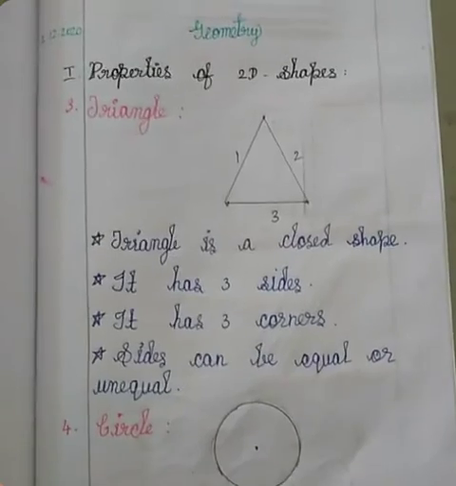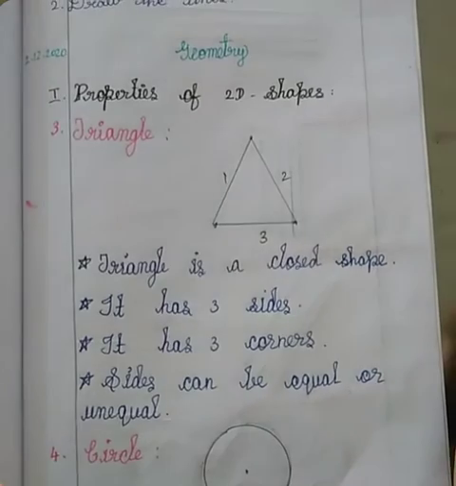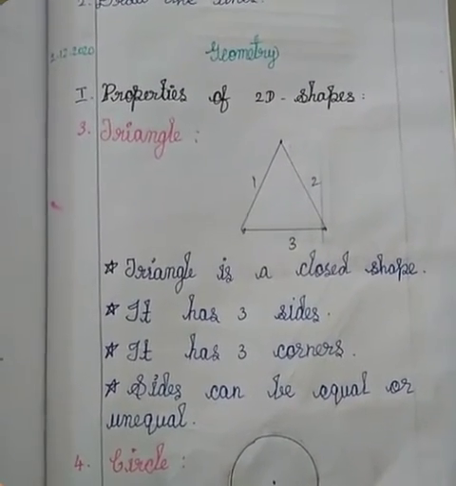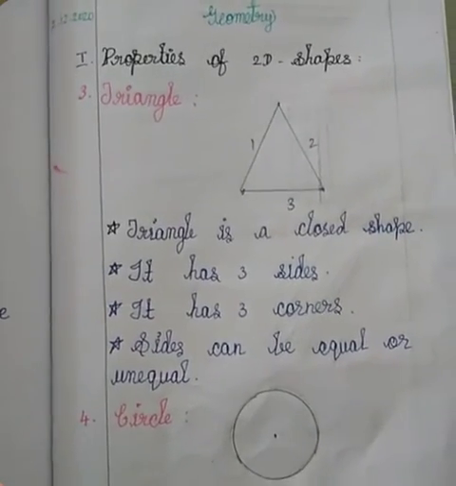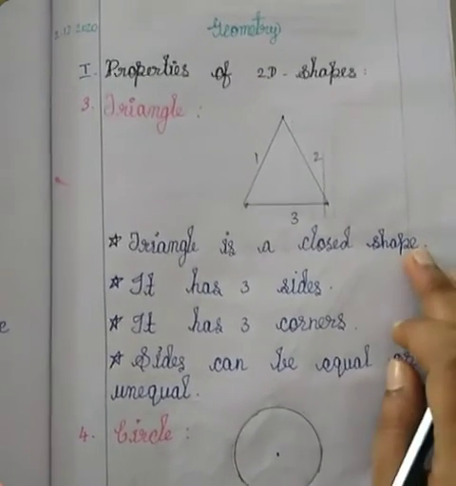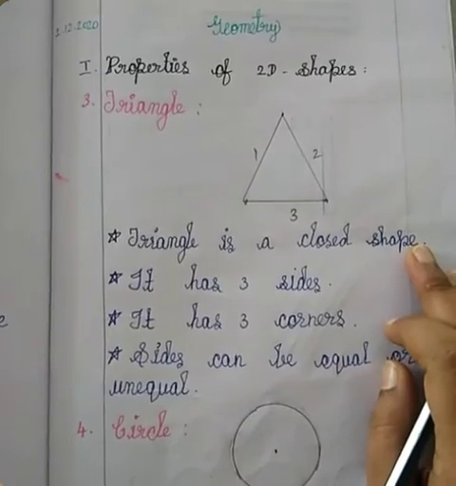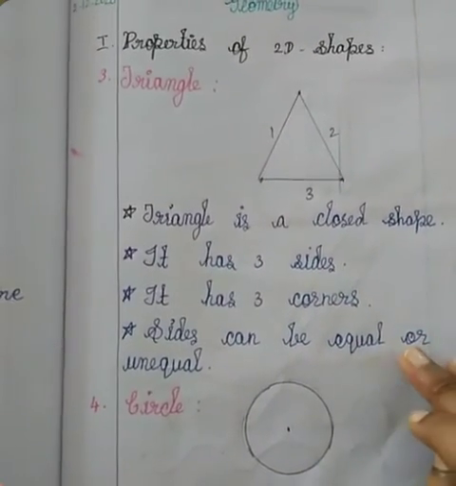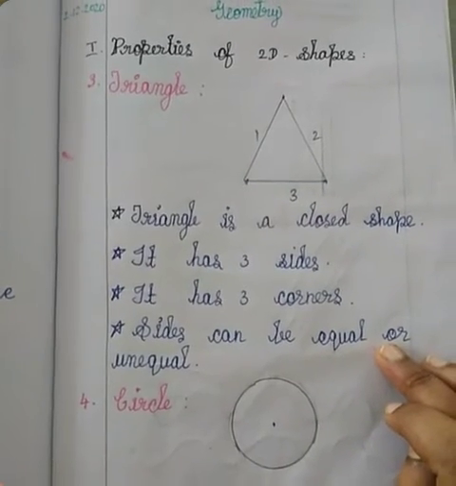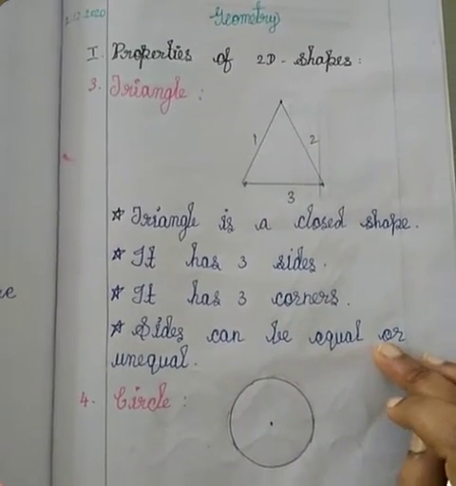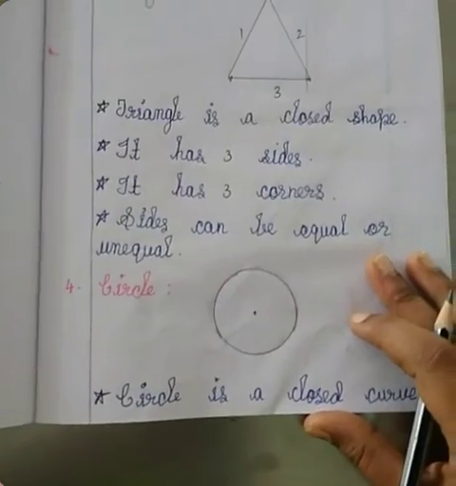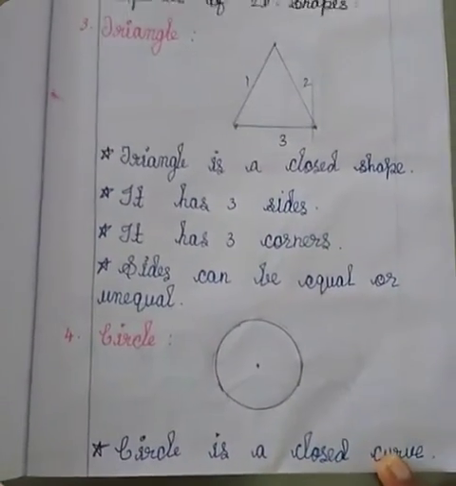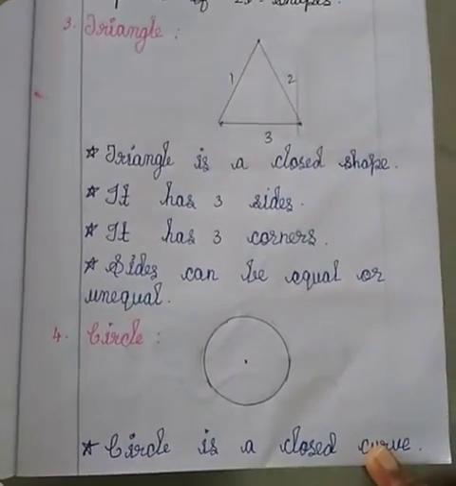See, once again I recall the topic. In geometry today we are seeing the properties of triangle and circle. The first property of triangle is a closed shape, and it has three sides, it has three corners, and sides can be equal or unequal. And the fourth one is circle. Circle is a closed curve. Circle has only one property.